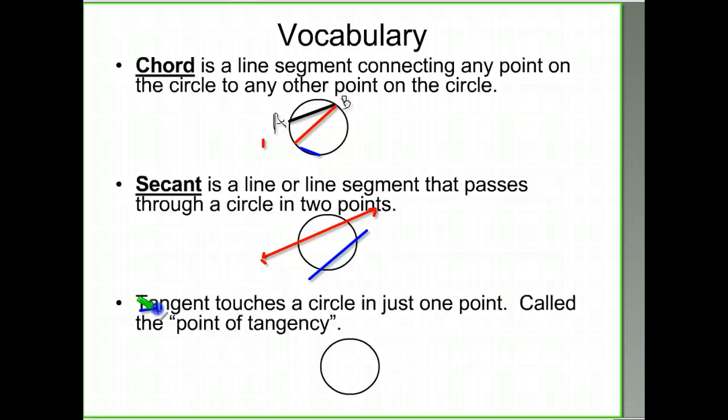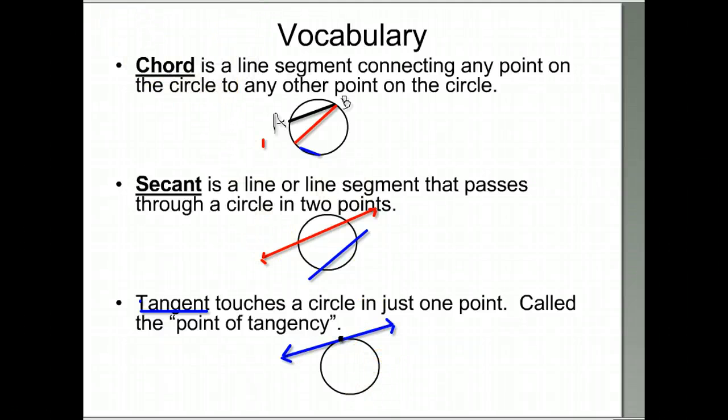Okay, and the last one we have here is a tangent. A tangent touches a circle in just one point, and that point they call the point of tangency. A tangent is usually called a tangent line. It goes right past a circle and just brushes it so that it only touches the circle in one spot. Notice it intersects the circle right here at this point, and that's it. We call that point the point of tangency. That is an example of a tangent line.